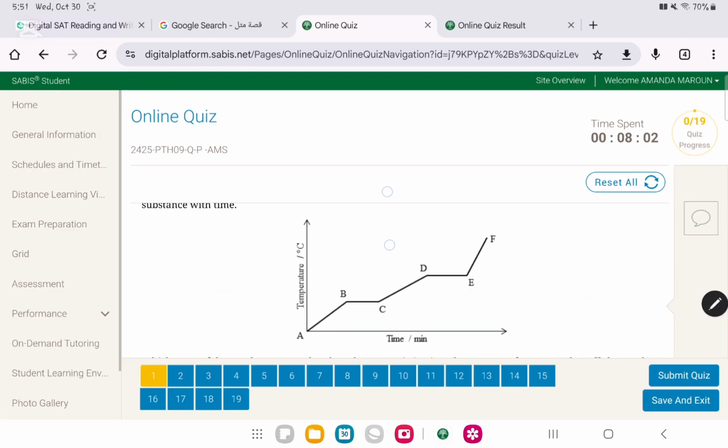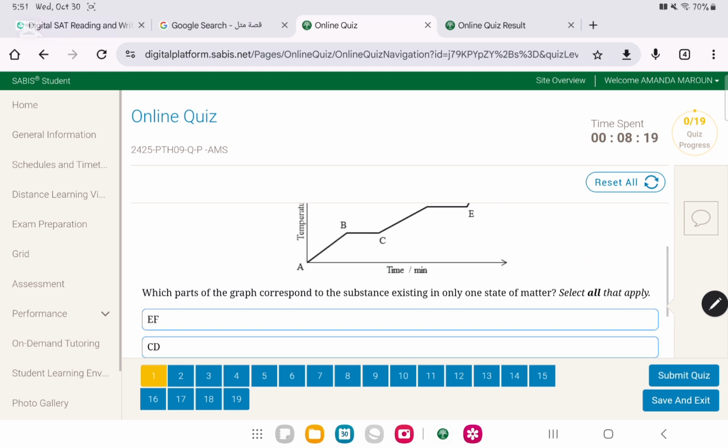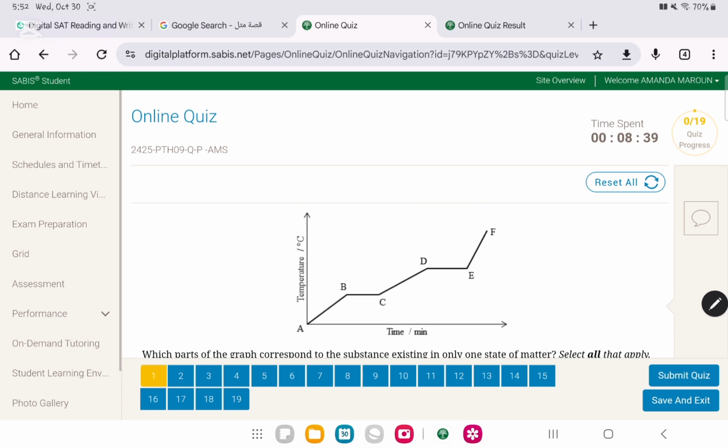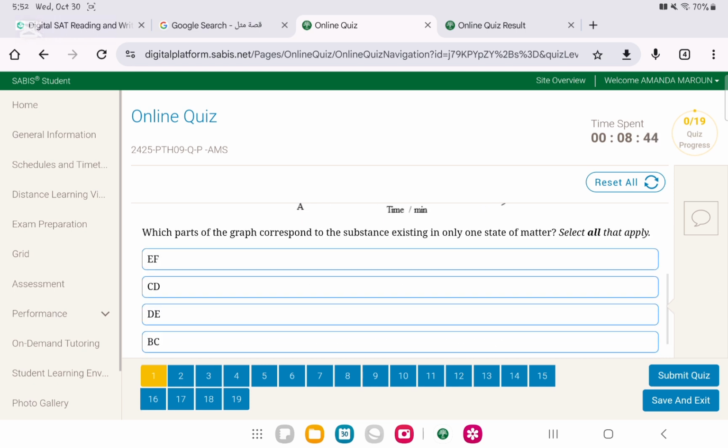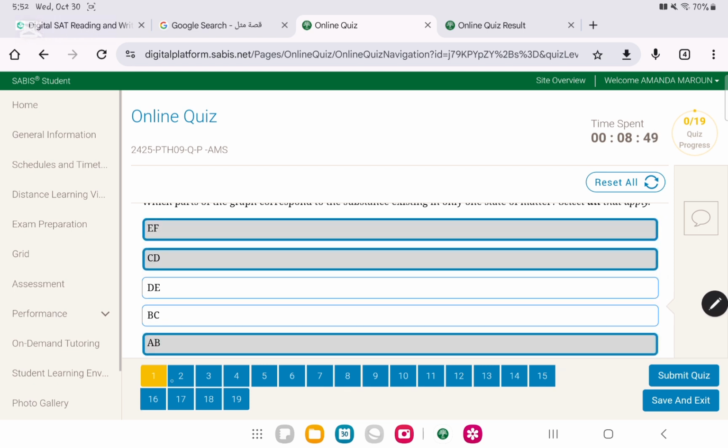So this is around 6 minutes of the video. That was just an explanation of the graph. They're telling us which parts of the graph correspond to the substance existing only in one state of matter. If you remember, it exists in only one state of matter when it is sloping. If it is flat, it exists in two states of matter. So, which ones are sloping? We have A and B, C and D, and E and F. So the answers are A and B, C and D, and E and F.